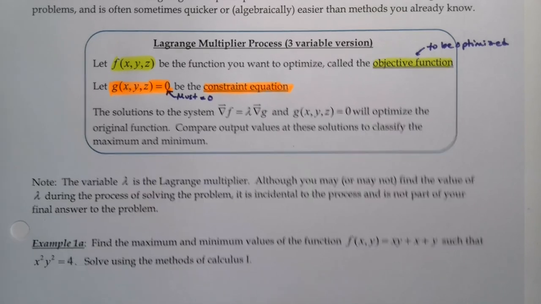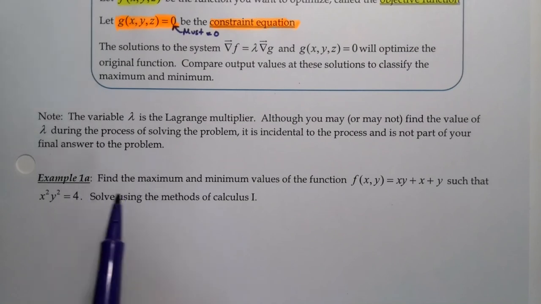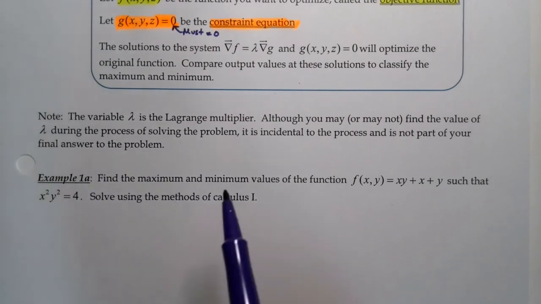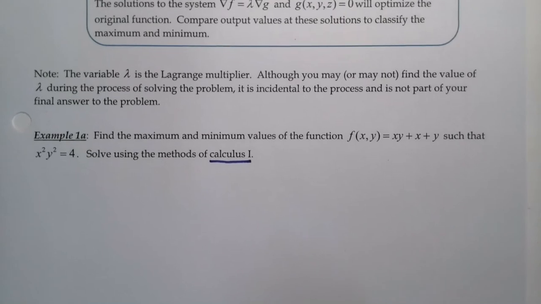All right, so let's practice. Actually, we're going to do this twice. So we're going to perform this problem once using the methods from Calculus 1. And then we're going to do it again using the Lagrange multiplier method. All right, so let's start with Calculus 1.